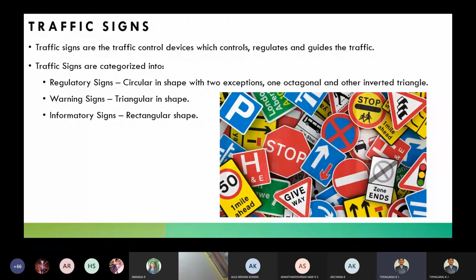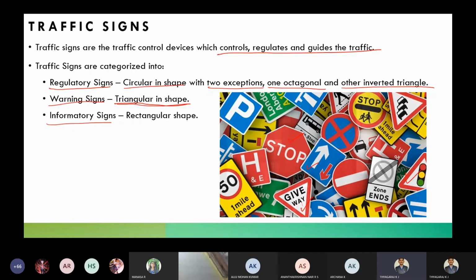The same thing has been explained here. These are also traffic control devices. There are 3 types of traffic signs: regulatory, warning and informatory signs. Regulatory signs are circular in shape, with 2 exceptions, one octagonal and the other an inverted triangle. You can observe, this is the octagonal and this is the inverted triangle. Warning signs are triangular in shape. Informatory signs are rectangular.